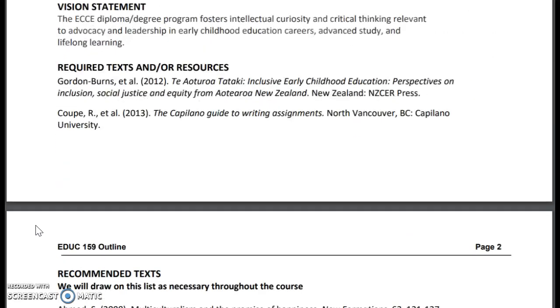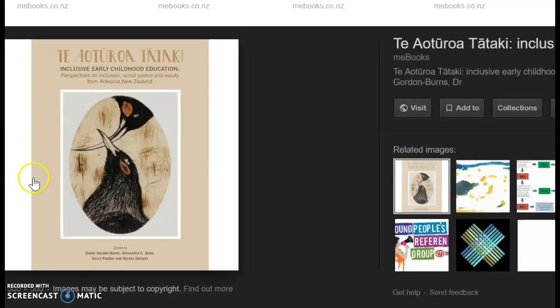But just to get started, the course text that we'll be working with this term is by Gordon Burns, Gunn, Purdue, and Surtees, and it looks like this. This is a picture of the cover. It's available in the bookstore, and it's also available on Amazon if you want to buy it through there. You still do have some time because we won't be taking up some of the articles or chapters in this book until week 3.